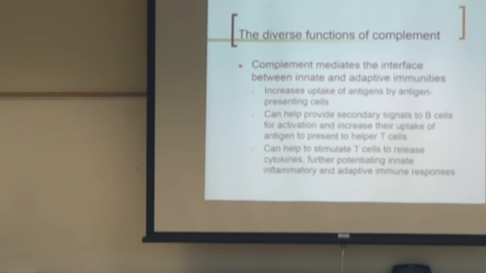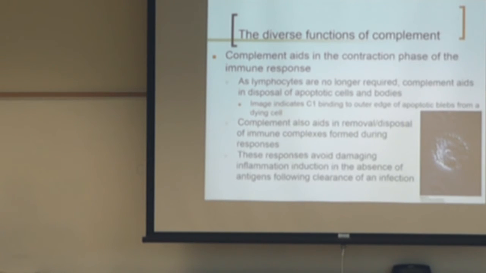It increases uptake of antigen by antigen-presenting cells, helps provide secondary signals to B cells for activation, and can stimulate T cells. So again, all the things we read through when we were reading the specifics on a lot of those. And it clears cells that are done or dying. Lymphocytes that are no longer required, so complement aids in the disposal of those apoptotic cells and bodies. Here's an image of the blebs coming off of that apoptotic cell, and C1 binding to the outer edge, and it aids in the removal and disposal of those cells.